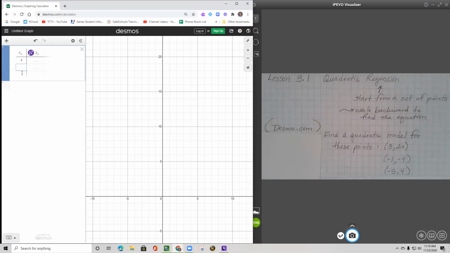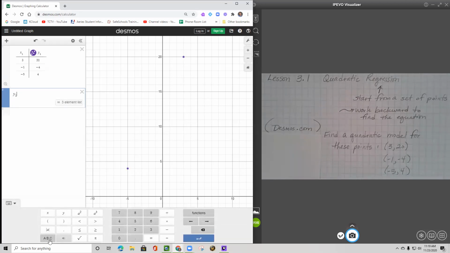So here are my x values, and here are the corresponding y values. Okay, and these are plotted as I type them in. And then I need to add a regression equation. So I'll type in y1.